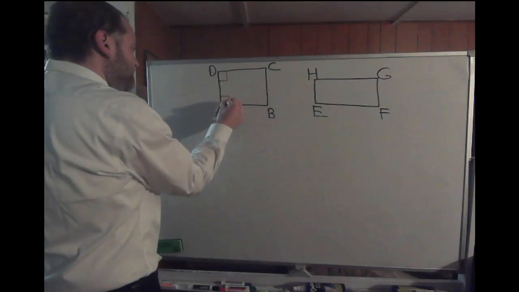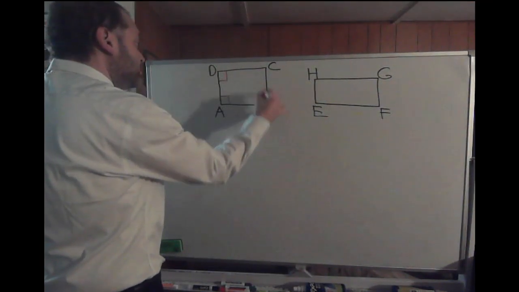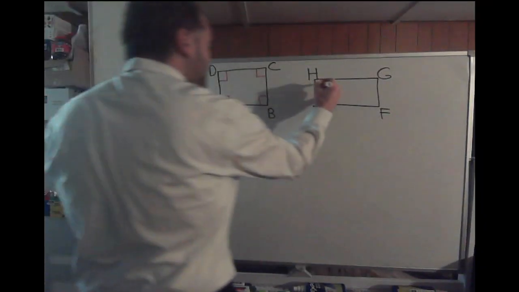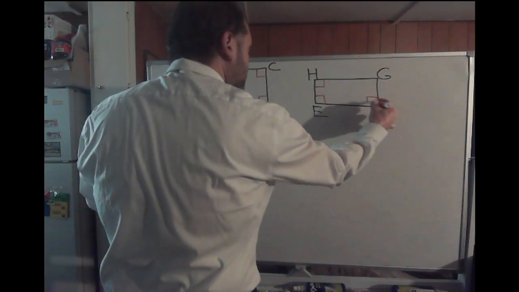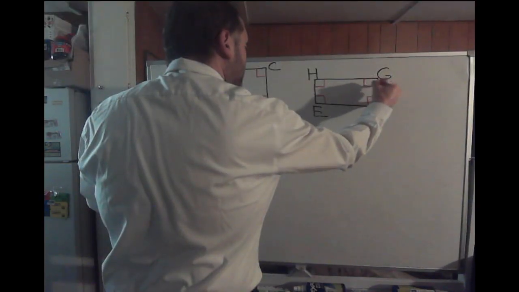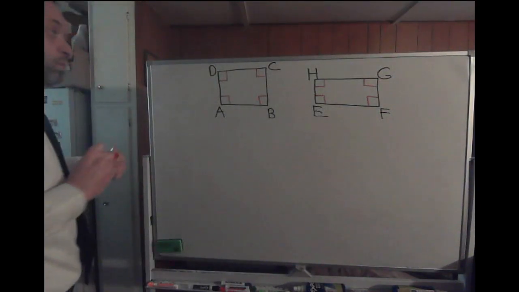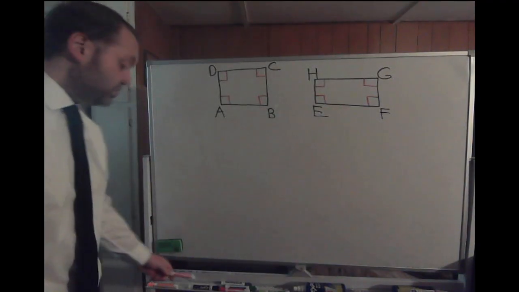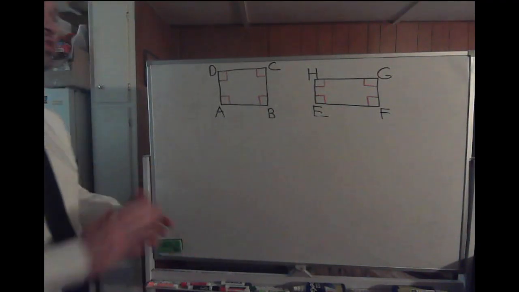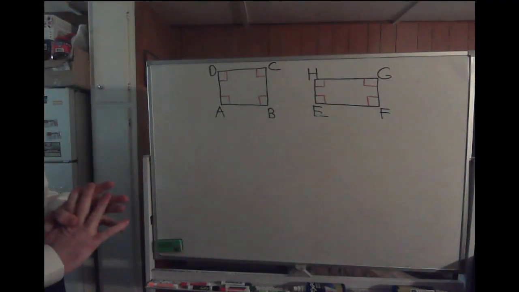We do have 4 right angles. In each of these quadrilaterals, there are 4 right angles, so they're all 90 degrees. So what we need to determine is, between these 2 quadrilaterals, are they similar? We need to determine if they're even similar at all.